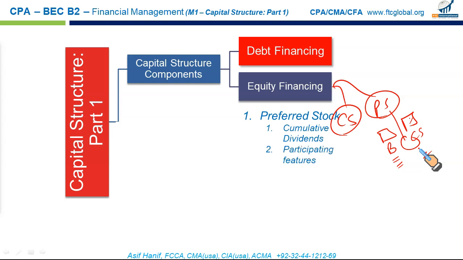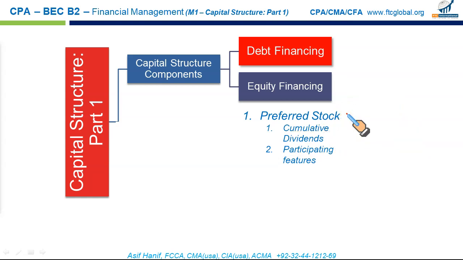Then there are some types within the preferred stock. Cumulative dividends means if the prior year dividends have not been paid, then first the preferred stockholders will be paid their pending dividend. Only then would the dividend to the common stockholders be paid. The other characteristic is the participating feature. Some, not all, preferred stock have participating features, meaning they will get their regular fixed dividend, plus they are also entitled to participate in the profits if the profit exceeds a certain threshold.